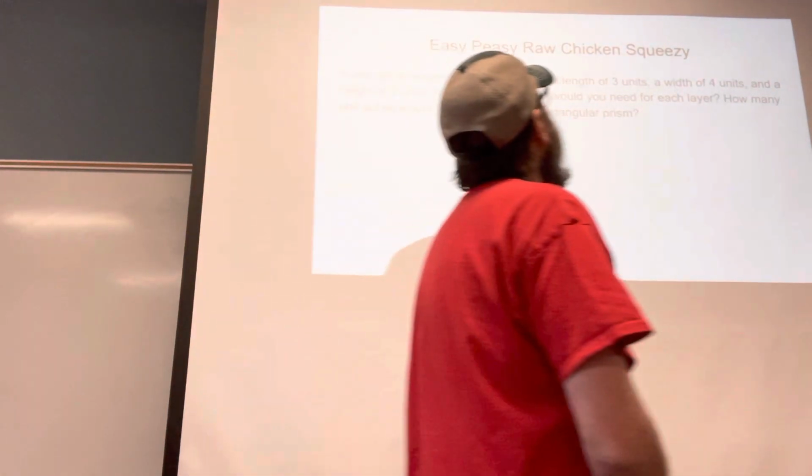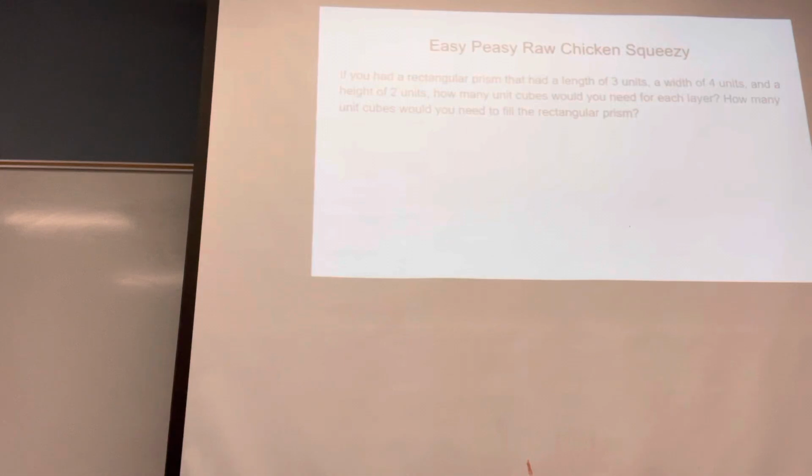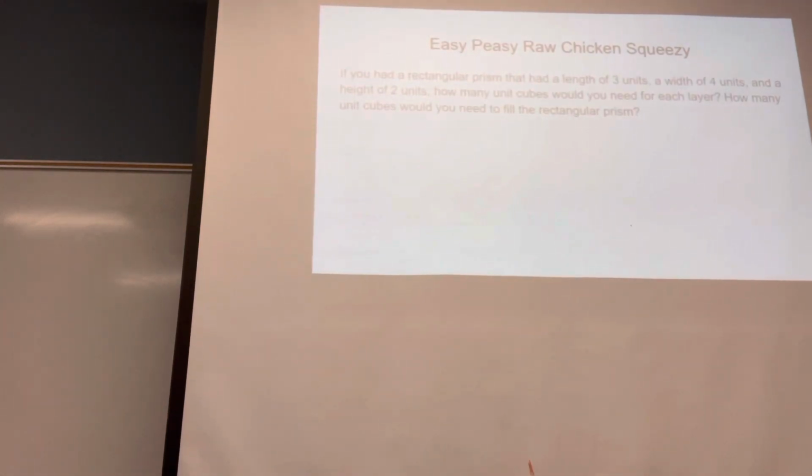24. And how did you get that? 4 times 3 equals 12, and 12 times 2 equals 24. Yeah, but that's the volume. We're looking at how many on each layer. So it's the area of the base, length times width. 12. Good. There's two questions. You answered the second one instead of the first one. So each layer would have 12 cubic units, or 12 cubes.